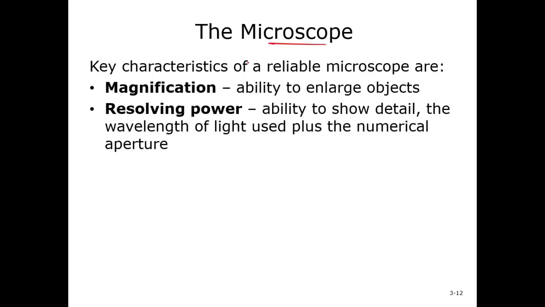Whenever you have a microscope, you need it to do two things for you. You need it to magnify the object. That means you need to make it look bigger. Okay, so magnification is a fancy word for make something look bigger. The other thing you need for your microscope to do is you need it to have resolving power or resolution. This is a fancy word to mean to show detail.